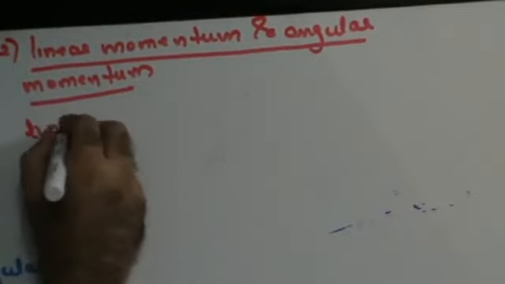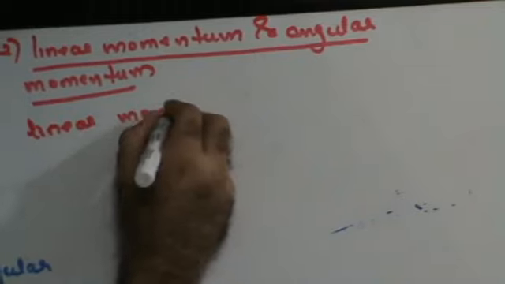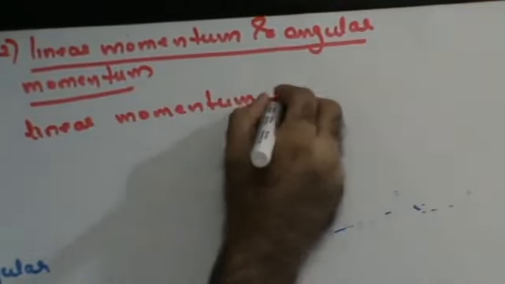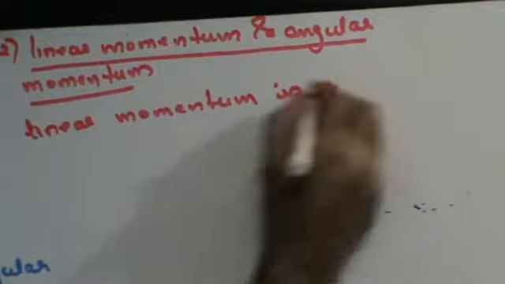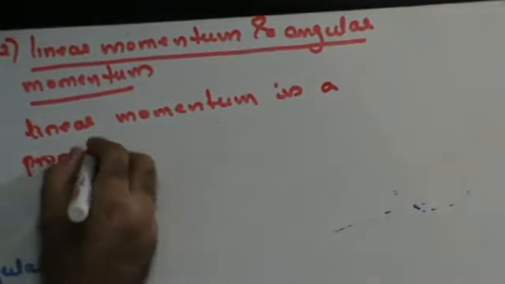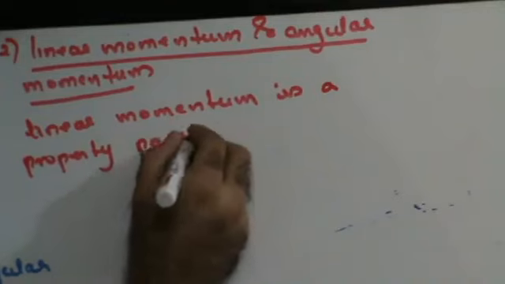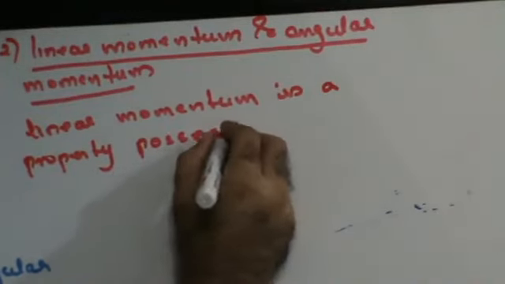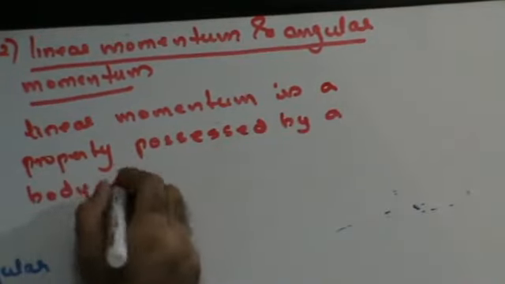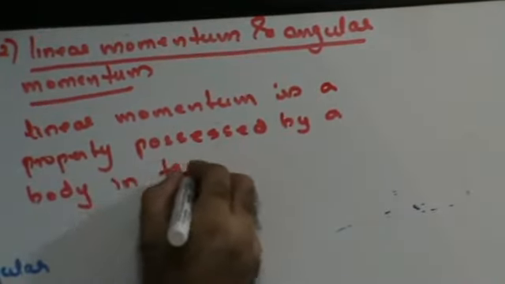Now we know that linear momentum is defined as the product of mass and velocity. Linear momentum is the property that is possessed by a body in translational motion.